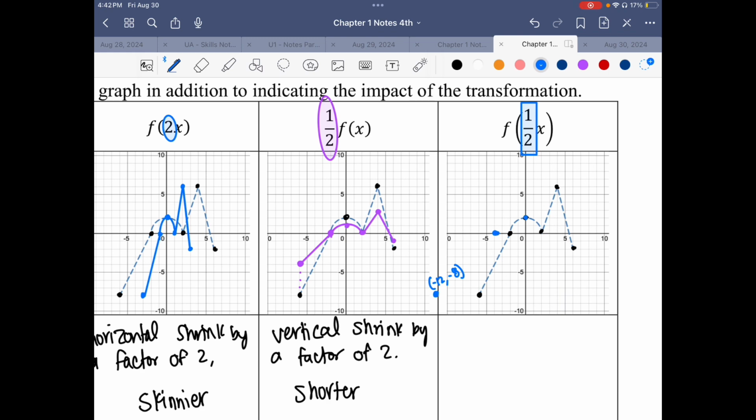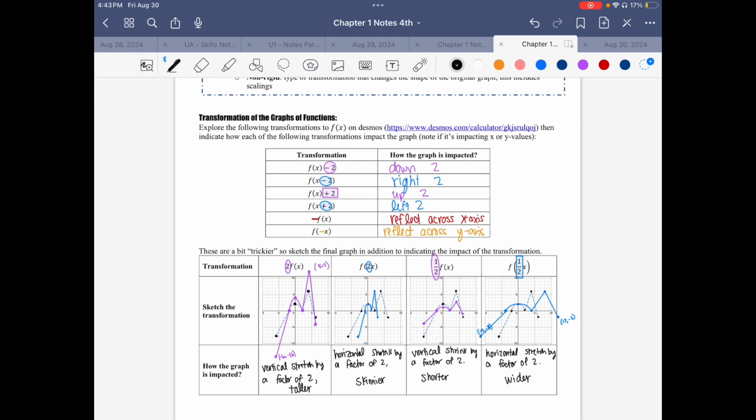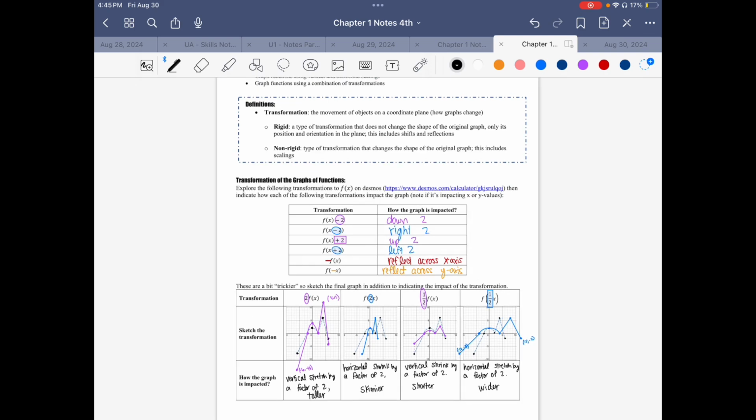This one's already there, it can't move. This one ends up at +4. This one ends up at +8. And this one ends up at 12. So this will be at 12, -2. This one is a horizontal stretch by a factor of 2. This one gets wider.